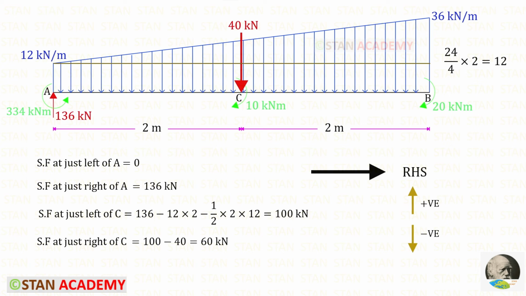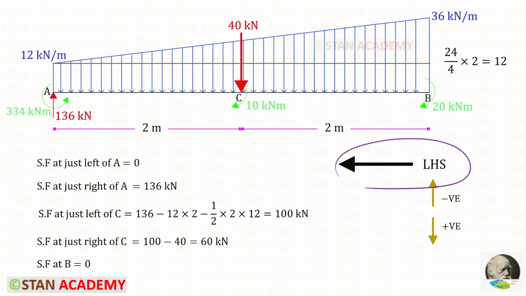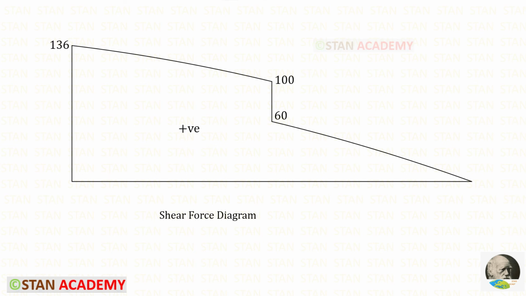Now let us find the shear force at just right of C. With this, we have to add this. This point load is acting downwards, so it will be negative. In this way, we will get 60 kN. Using the left hand side rule, we can find the shear force at B, which is 0. Here you can see the shear force diagram.